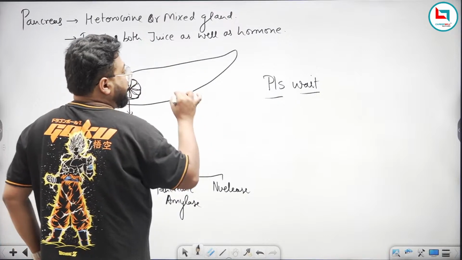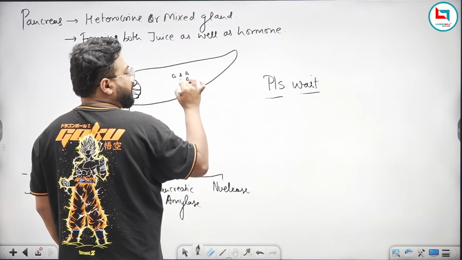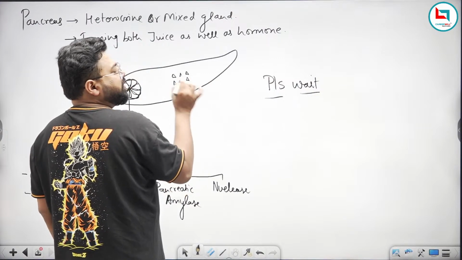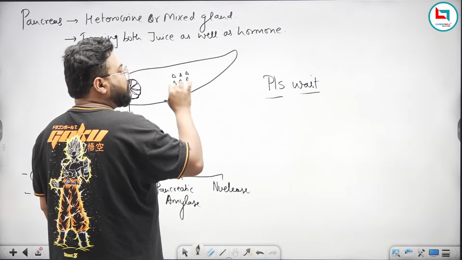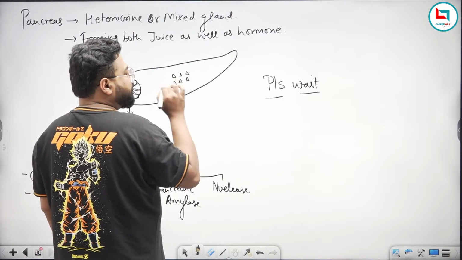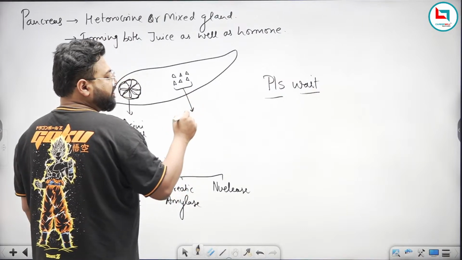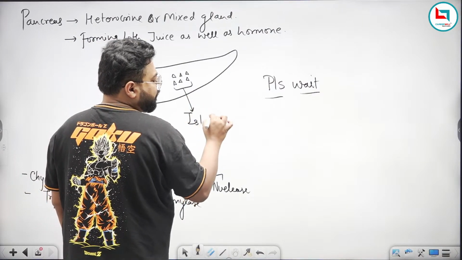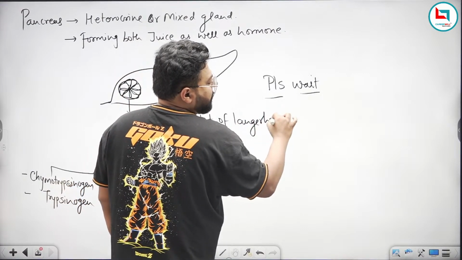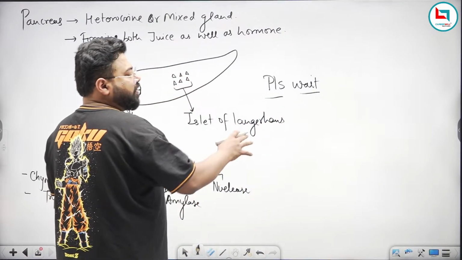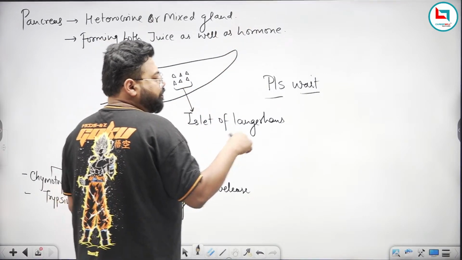But the pancreas contains small islands of cells. These are clusters of cells which look like small islands, and these islands were first reported by a scientist known as Langerhans. So he termed these cells the Isle of Langerhans. These Isles of Langerhans are the cells which release hormones from the pancreas.